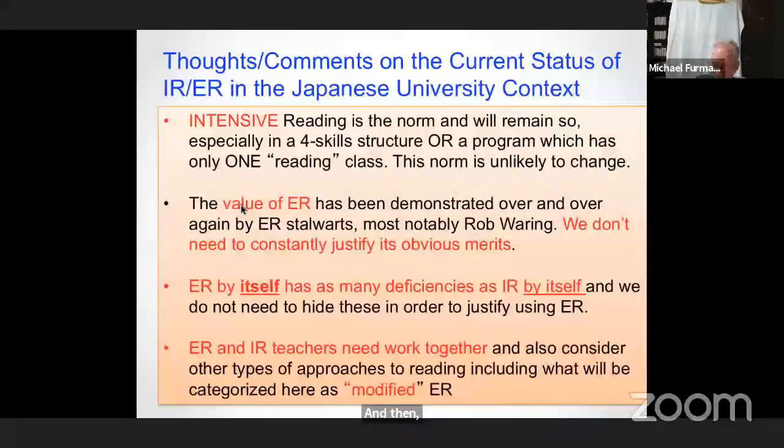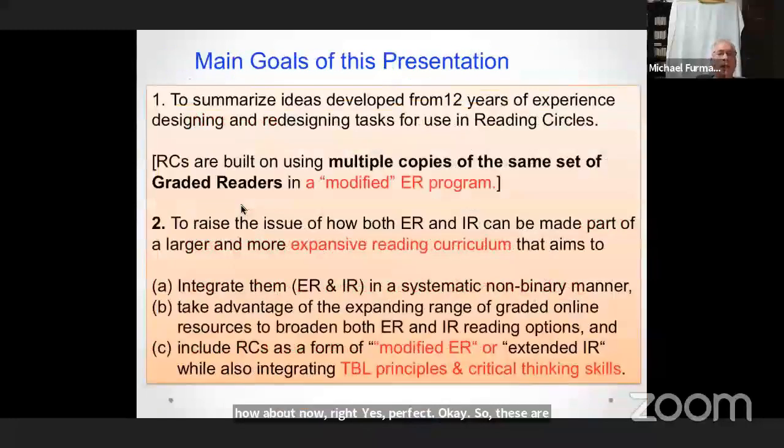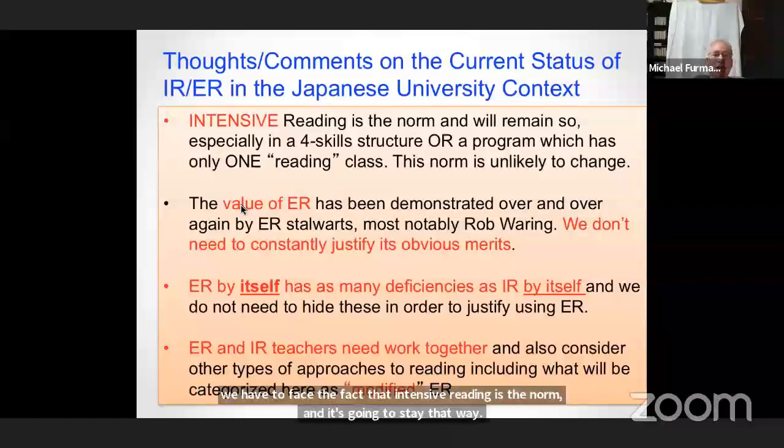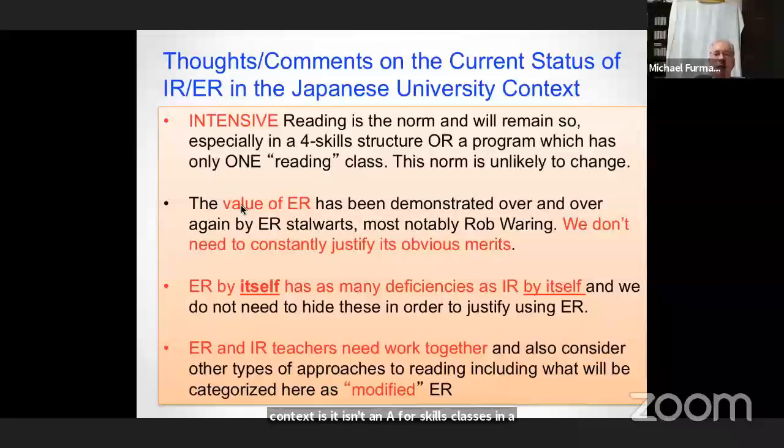Perfect. Okay, so these are some comments about ER in general. The first thing to say is that we have to face the fact that intensive reading is the norm, and it's going to stay that way. Also, a lot of people, when they give presentations, don't talk about when they do their ER, in what context it is. Is it in a 4 skills class? Is it in a dedicated reading class? This is one of my gripes about presentations, that we need to know the context.